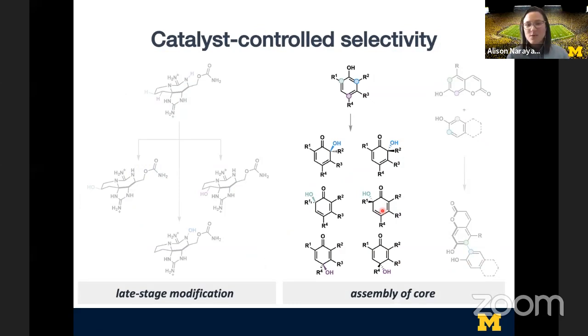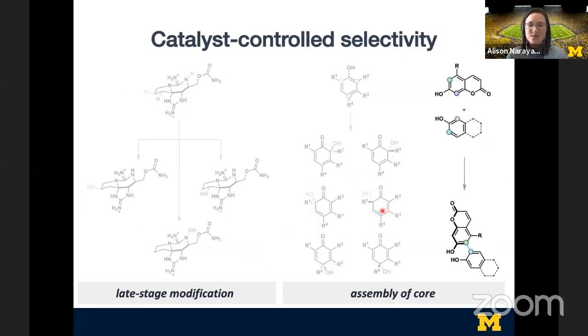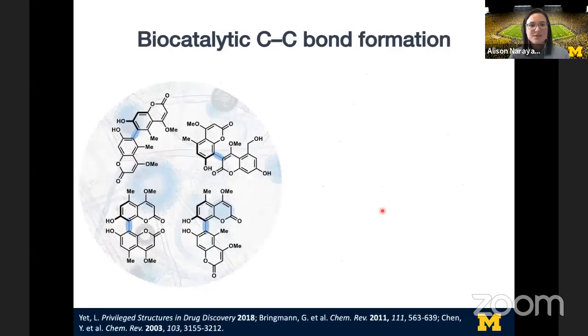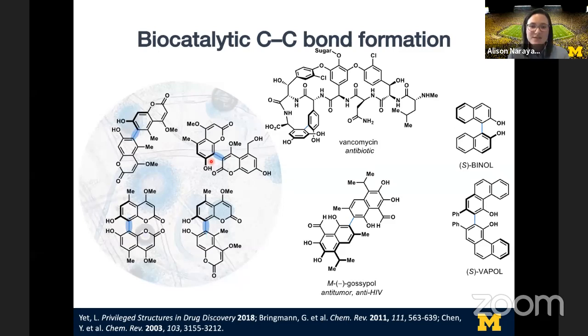So just in the last couple minutes, I wanted to tell you about a newer project going on in the lab. We're really thinking about how we can use biocatalysis to assemble molecules in a convergent fashion. Specifically, we were interested in biocatalysts that could potentially form biaryl bonds. This is a common disconnection that chemists make when they're thinking about how to assemble molecules, and also this motif is present in a number of very important molecules, both from a medicinal standpoint and also things that are important in asymmetric catalysis.